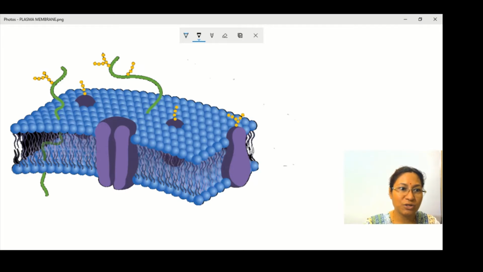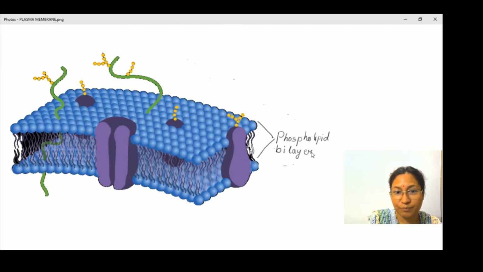So the structure of the plasma membrane, according to the fluid mosaic model, has two lipid layers. You can see here this upper sheet is the first layer, and below this there is a second layer. So these are the two lipid layers, and this lipid is called a phospholipid. So the name of the lipid is phospholipid bilayer. This and this are the two layers of lipid.